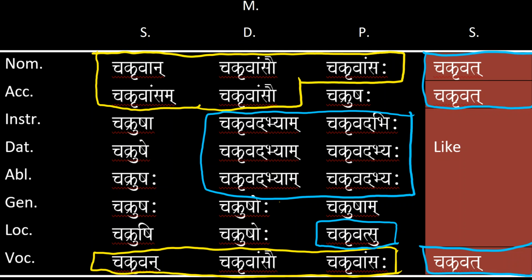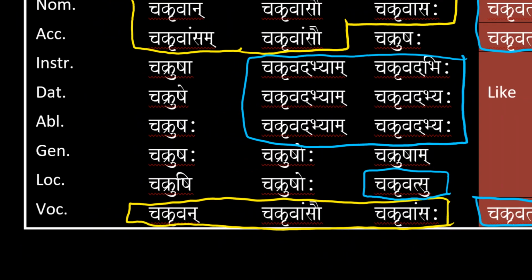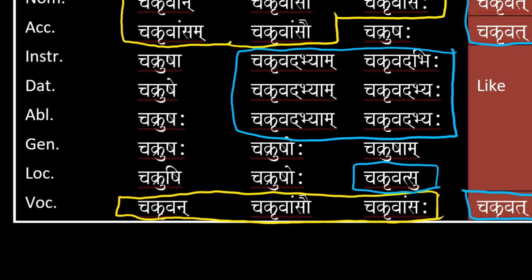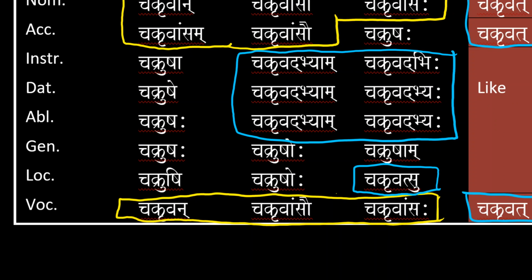Genitive, all weak stem, singular, dual, and plural. We have chakrushaha, chakrushoho, and chakrusham. Then for locative, singular and dual, weak stem, plural, middle stem, we have chakrushi, chakrushoho, and chakrivatsu. Then for vocative, singular, dual, and plural, we're completely in the strong stem here. We have he chakrivan, he chakrivanso, and he chakrivansaha.